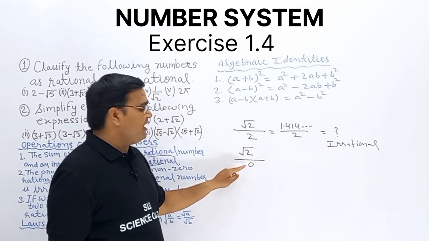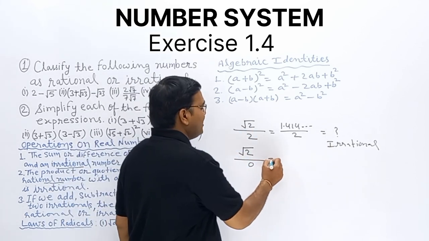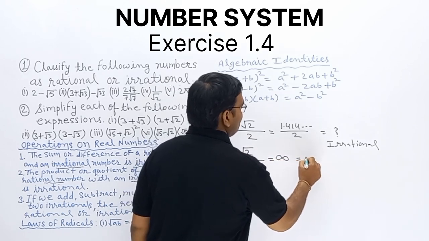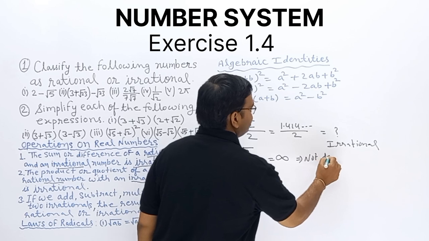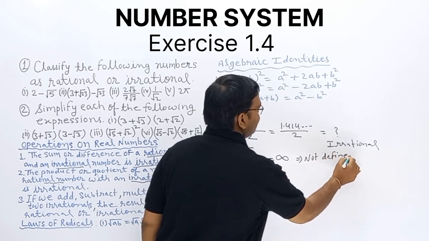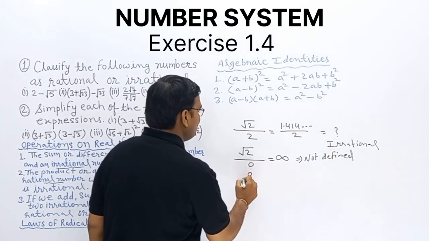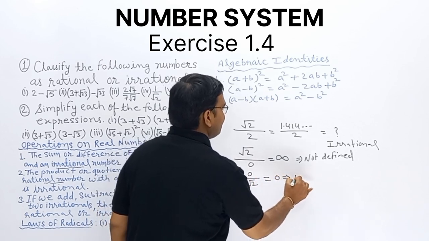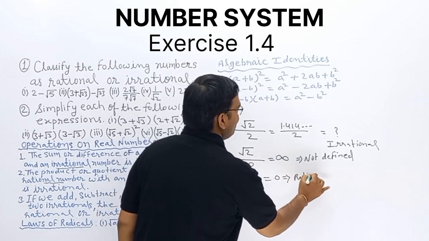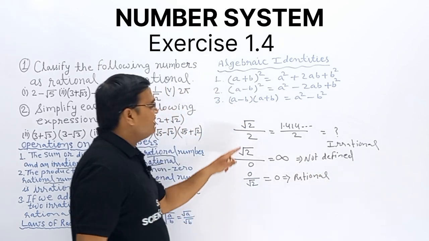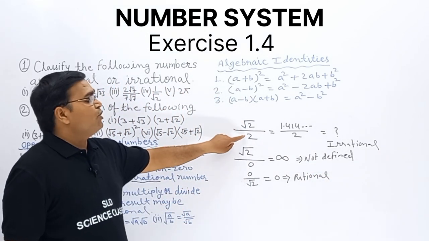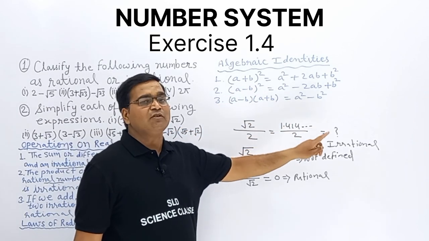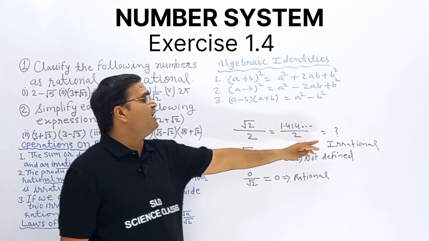But irrational divided by 0 is infinity, and this is not defined. Or once we do 0 upon root 2, the result will be 0, and this is rational. So what are we doing? We are taking a non-zero rational number and one irrational, and the product or quotient result will be irrational.